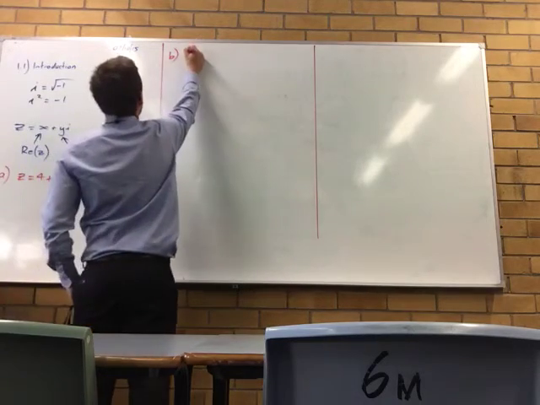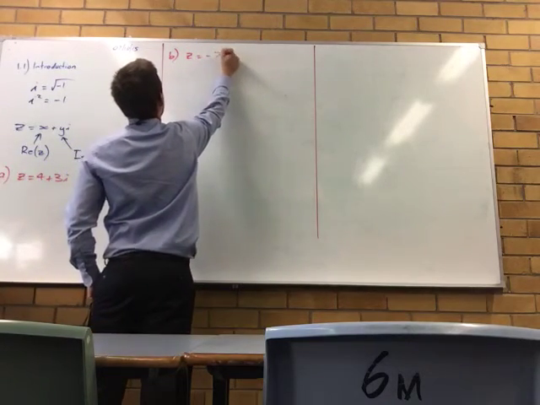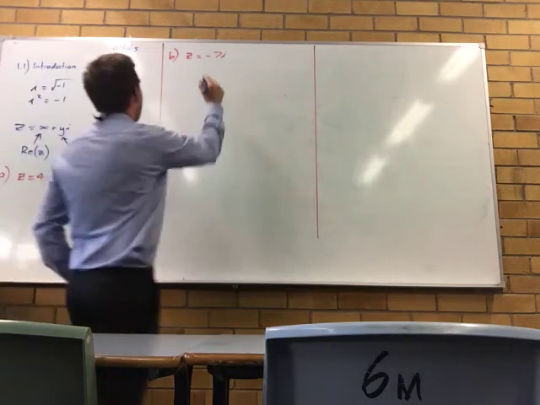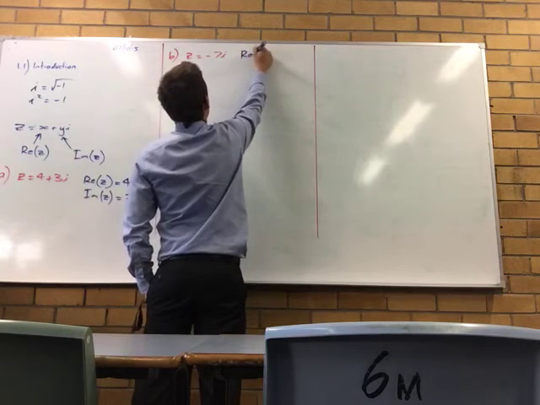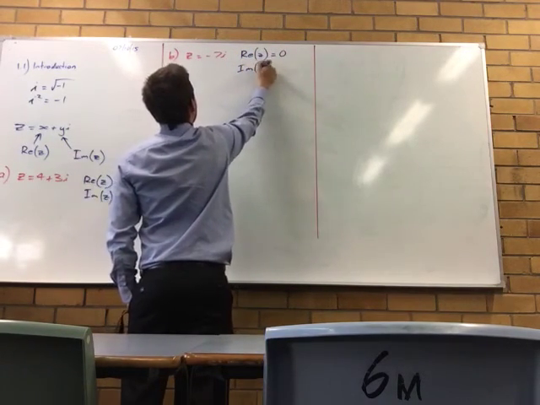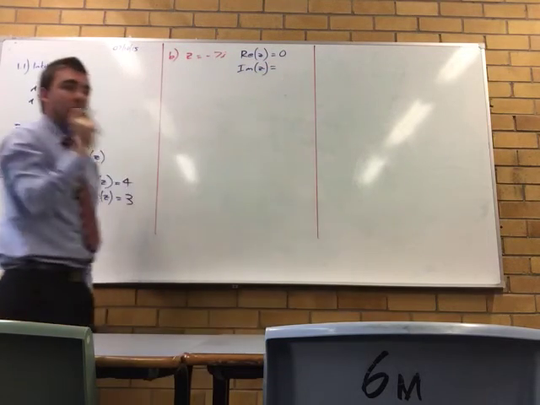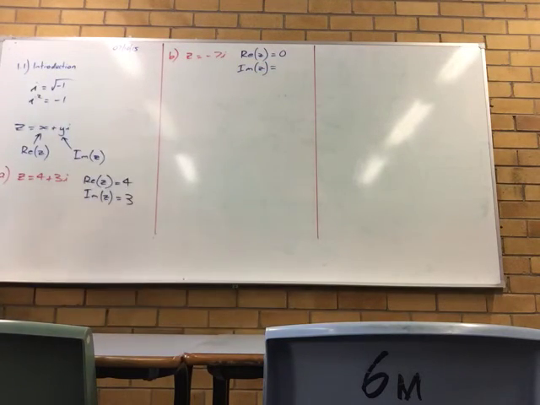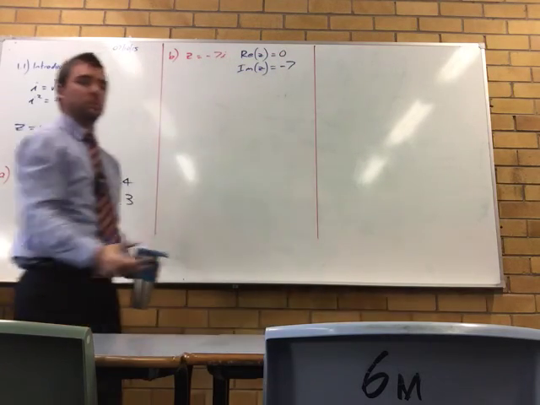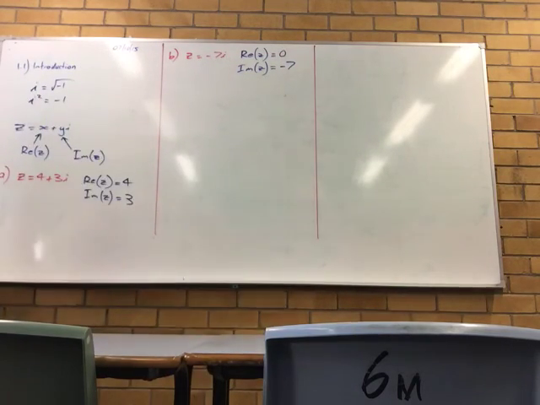B. So z is equal to negative 7i. What is the real part? 0. Good. So the real part is 0, and the imaginary part is? Negative 7. Okay, just the real number component of it. Don't put negative 7i, put the real part. Good. Right, question?